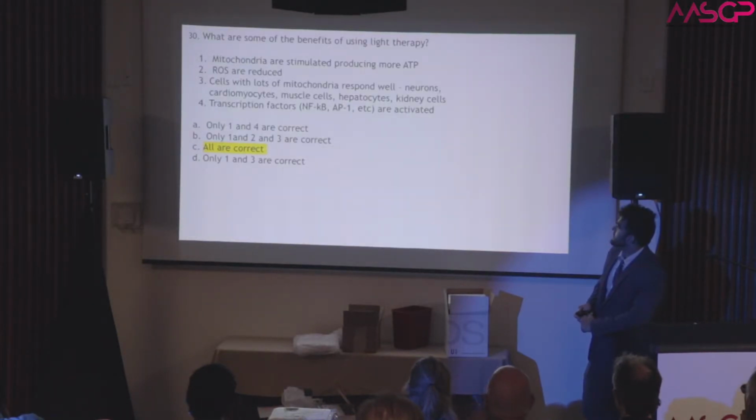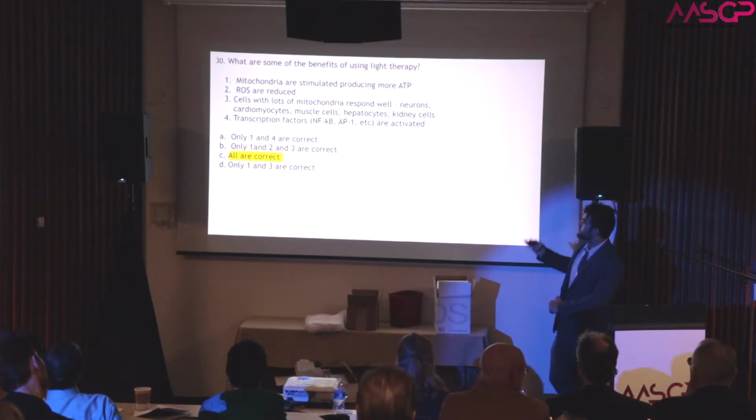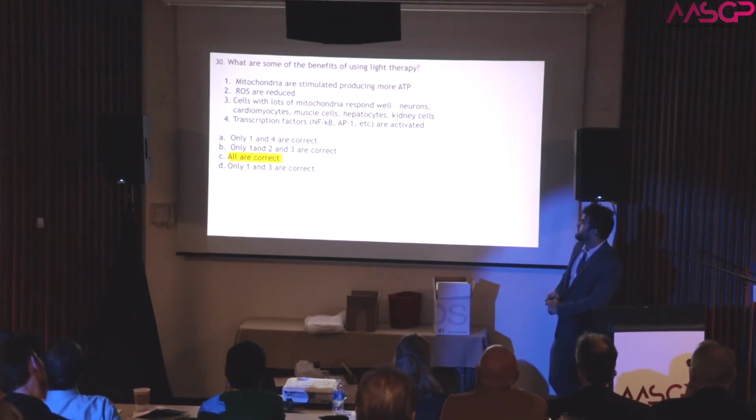What are some benefits of using light therapy? Light therapy can stimulate mitochondria, reduce reactive oxygen species, and help cells that respond with a lot of mitochondria: muscle cells, hepatocytes, cardiomyocytes, and transcription factors. So NF-kappa B, which Dr. Reed talked about, these are all correct. All these questions are very positive, so the answer ends up being all of the above are correct.